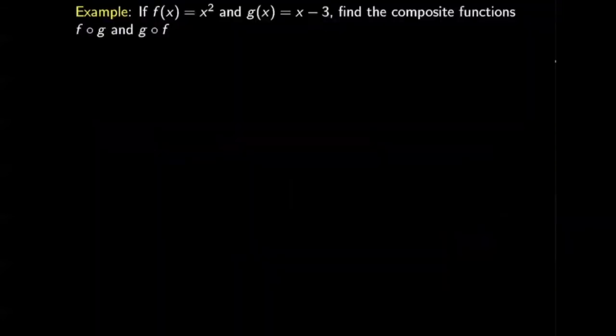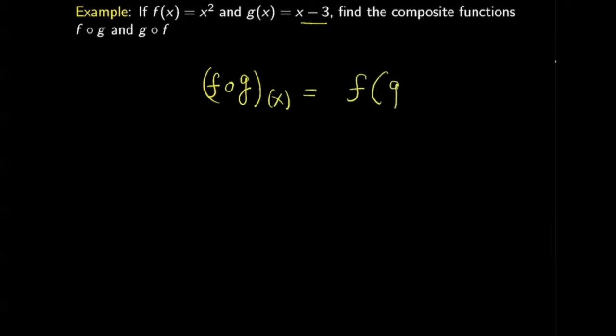So here I have one example where the function f of x is equal to x square and the function g of x is equal to x minus 3. Now first we will find the composition of f of g, when the g function is on the right hand side of f. And as we know, this composition is defined such that the function g will go as an input inside of f.